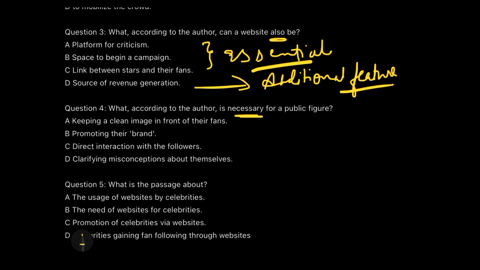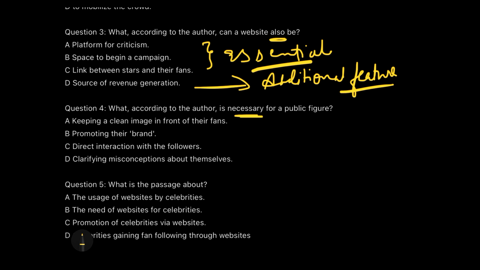Direct interaction with their followers. We said this was connecting with the fan base. Clarifying misconceptions about themselves. Now the story here is very interesting. All the options are actually a feature of the website, right? And a public figure is supposed to keep all these things in mind and work accordingly. Am I right? He needs to clear his image. That's absolutely correct. Similarly, he also needs to take care of branding and promotion. He needs to clarify the misconception.